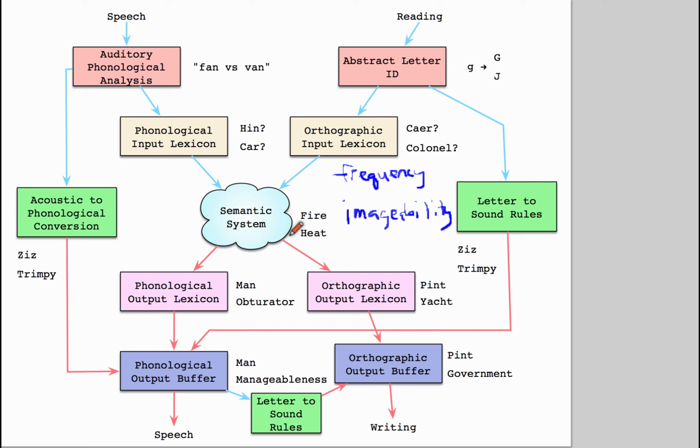How do we get imageability ratings? Well, the way researchers do it is they get normal subjects, give them a bunch of words and say, okay, on a scale of 1 to 10, how easily can you see this word in your mind's eye? Fire. Oh, I give it a 7. I can see it quite vividly. Heat. Can't really see that. Maybe a 2.